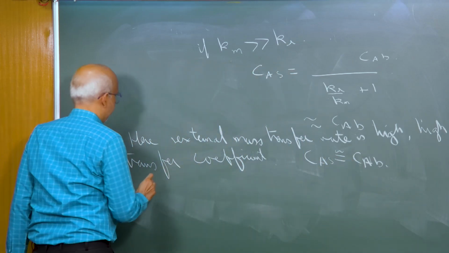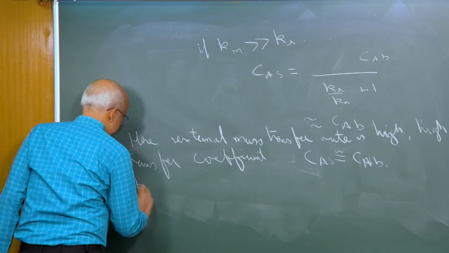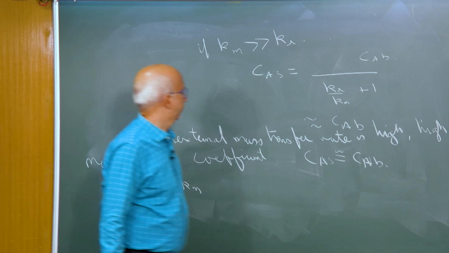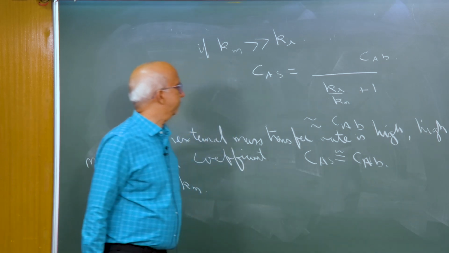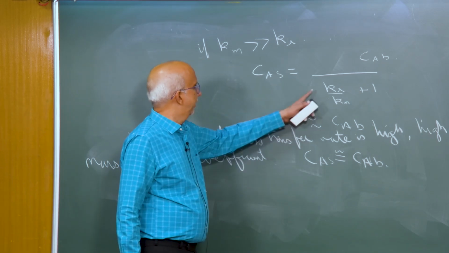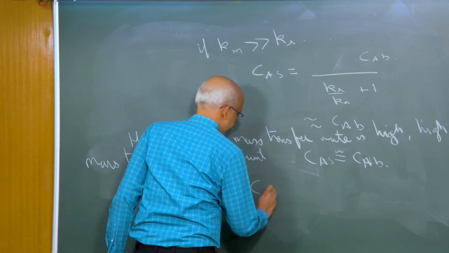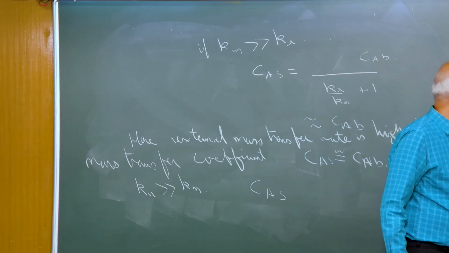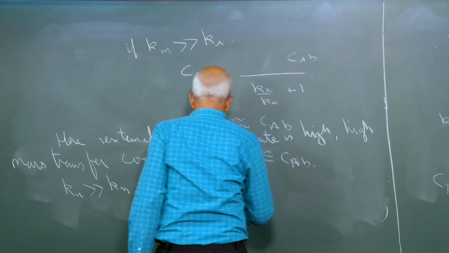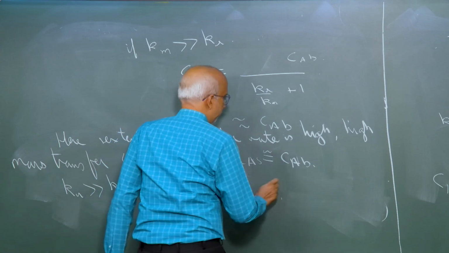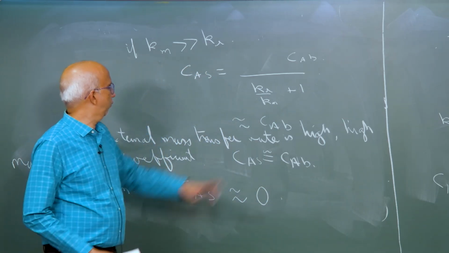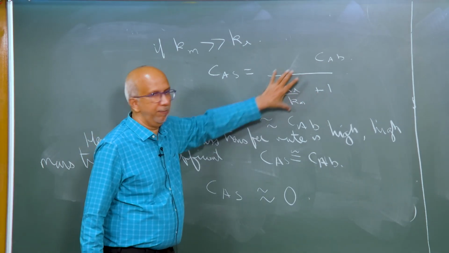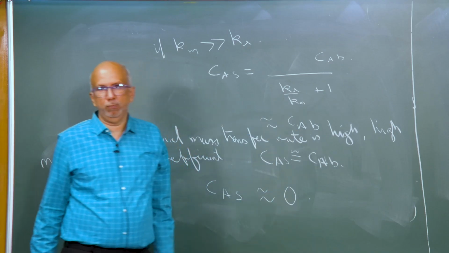But what about the opposite case? If Kr is much greater than Km, then CAS, I can neglect Km, is going to be approximately 0. You can look at this, this is very large, I can neglect 1 in comparison to this. So, CAB divided by a large number, so I will get almost 0.